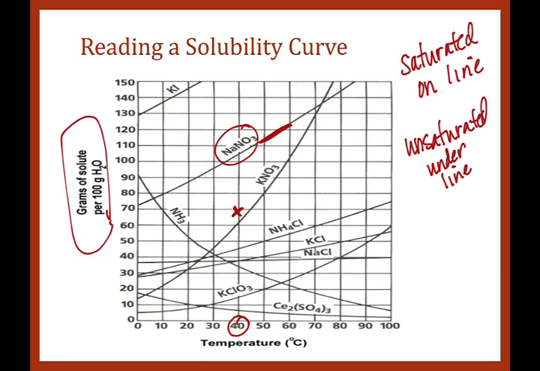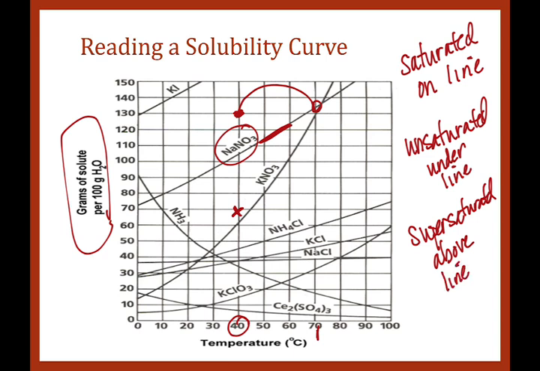Now let's say that I told you, hey, I heated the water up and I dissolved 130 grams, okay? So I heated the water up to 60 degrees. Okay, no, let's go with 70 degrees. So I heated it up to 70 degrees, dissolved 130, and then I cooled it back down to 40 degrees, okay? So I'd be right here. So now I would be supersaturated because I'm above the line. Okay, so if it ends up being above the line, it's supersaturated.